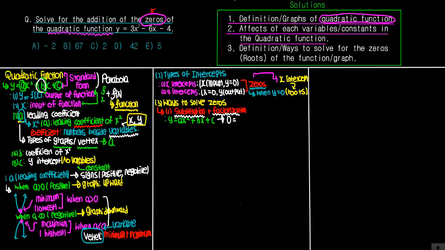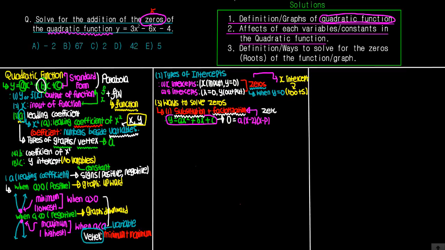What does factorization mean? We're dividing our quadratic function y is equal to ax squared plus bx plus c into binomials, for example a times (x minus z) times (x minus p). This process we call factorization. And since we used our substitution and our factorization rule, we'll be able to solve for our zeros.